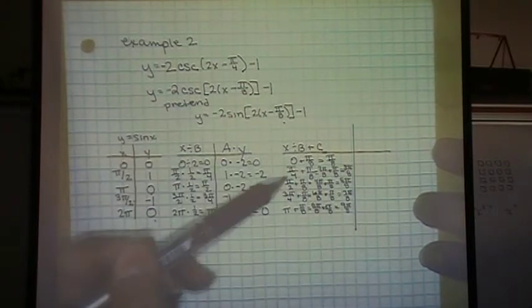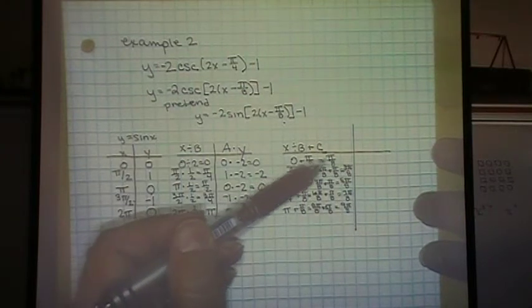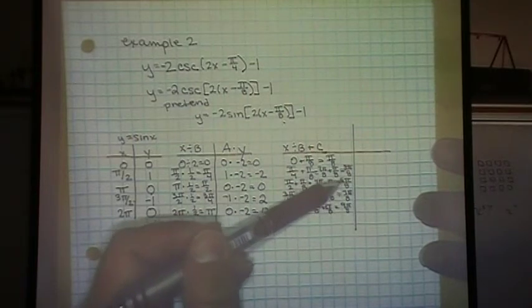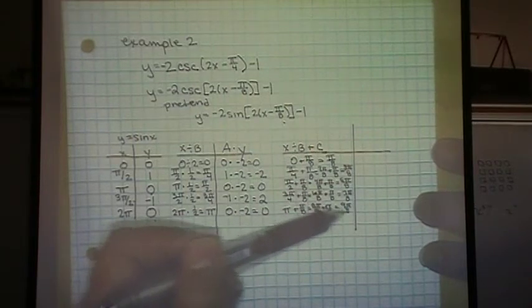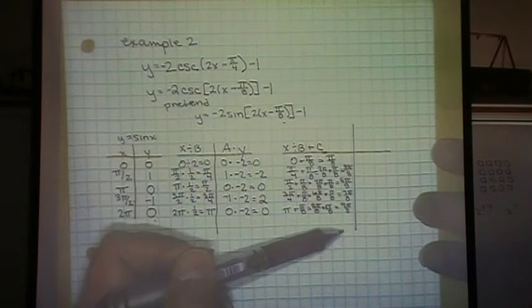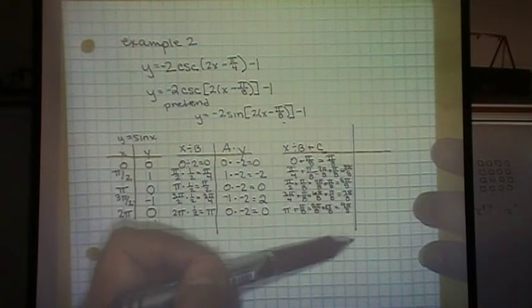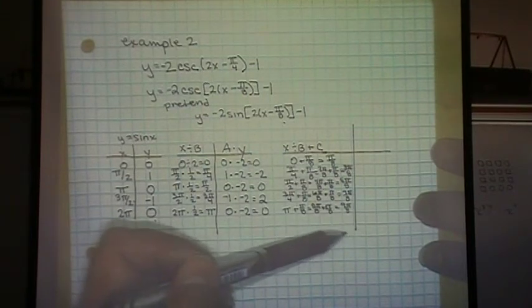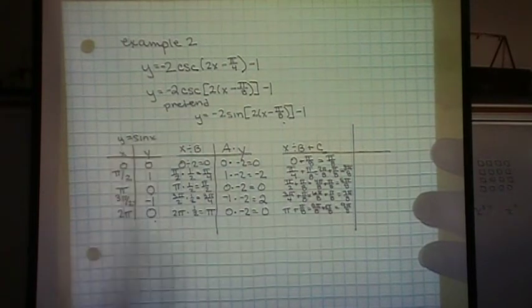Now here's something you should notice. This was 1 over 8, this is 3 over 8, this is 5 over 8, 7 over 8, 9 over 8. It's increasing by 2. You need to make sure your values increase or decrease by the same amount. It follows a certain pattern.